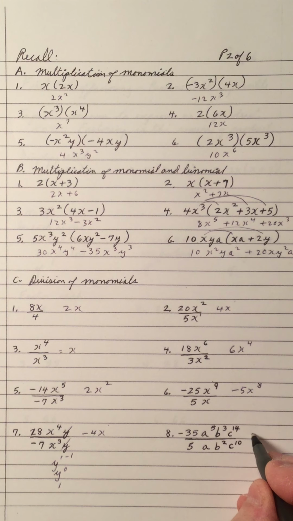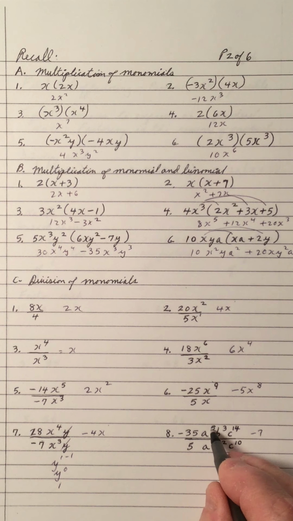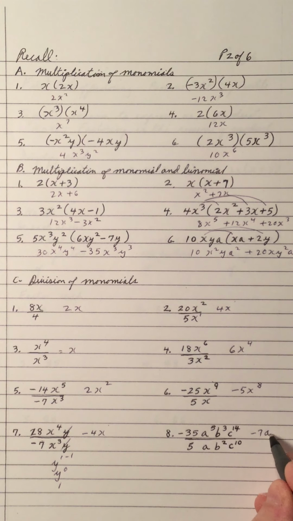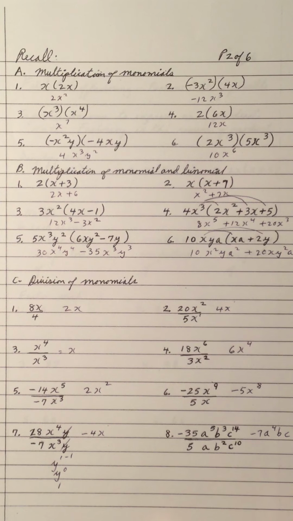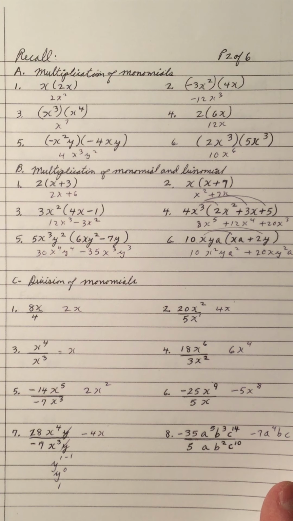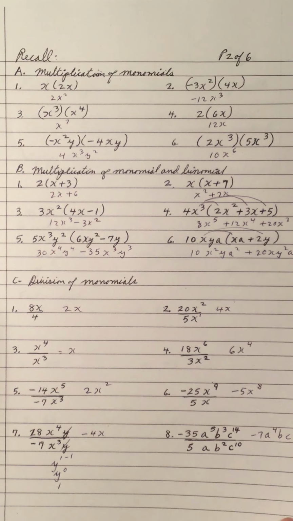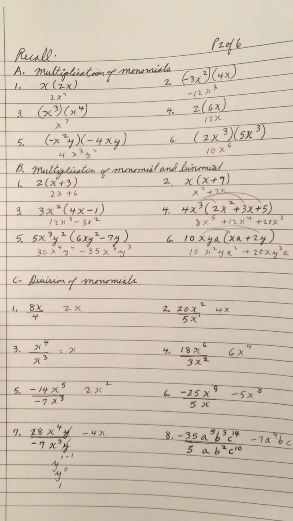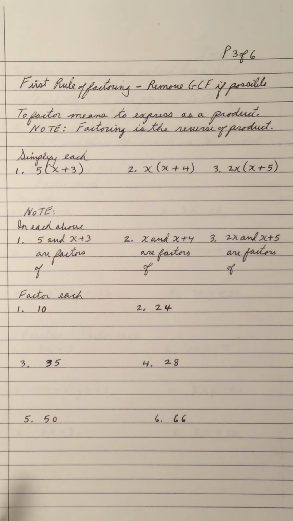Negative 35 divided by 5 is a negative 7. 5 subtract 1 is 4. 3 subtract 2 is 1. And 14 subtract 10 is 4, because when you divide, you subtract. That's a review of the skills that you practiced earlier in my videos. I'm just reviewing them now because we're going to need them for factoring.